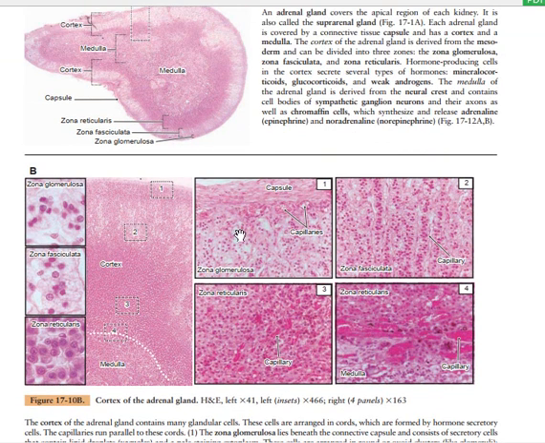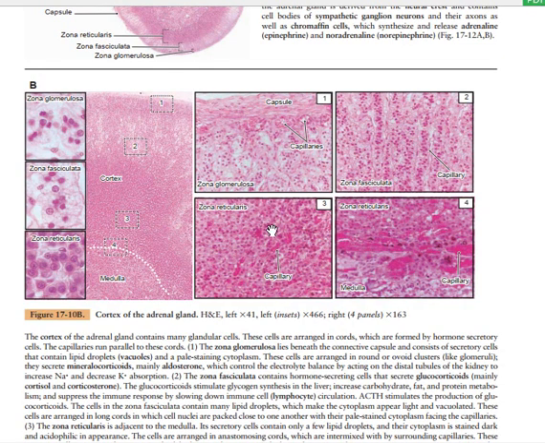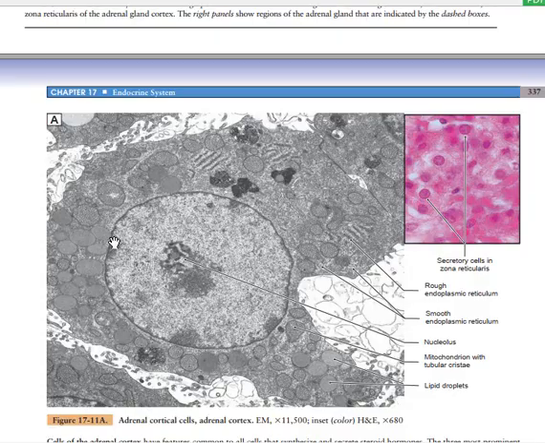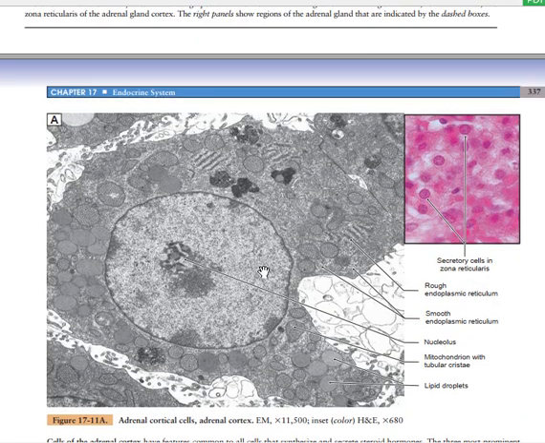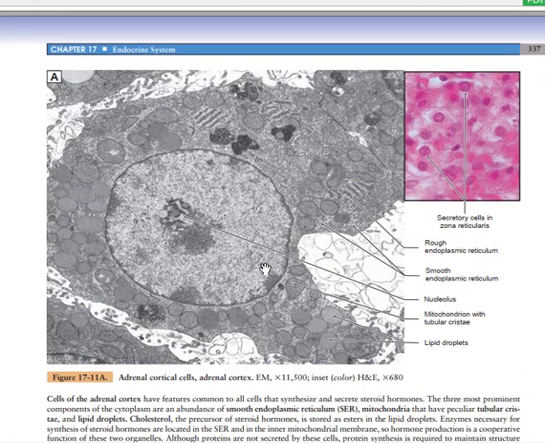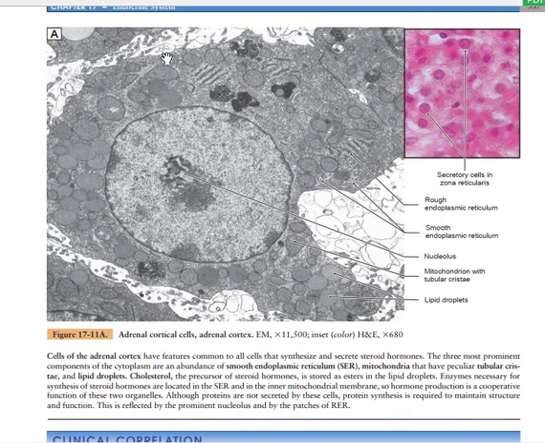In this cortex, you have the zona glomerulosa, which is made of the capsule, some capillaries, and different cells. Here you have the zona fasciculata, general image. You have the zona reticularis, general image here with capillaries, and then inside here is the medulla. Now this is going to be the electron microscopic view of the cortical cells. So the adrenal cortical cell, generally this is how it's going to look.